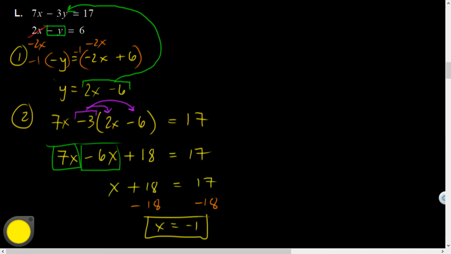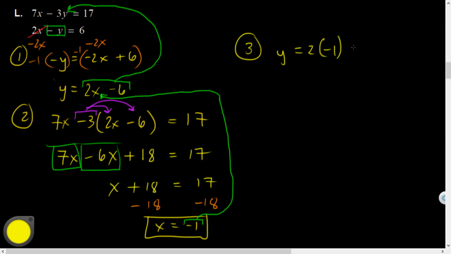It's only half my answer. How do I find the y? I can plug this in here, I can plug it in here. The best place is to plug it into the end of step 1. If you do that every time, that's already solved for the other variable that I'm looking for. So step 3 is y equals 2 times negative 1 plus 6, right?